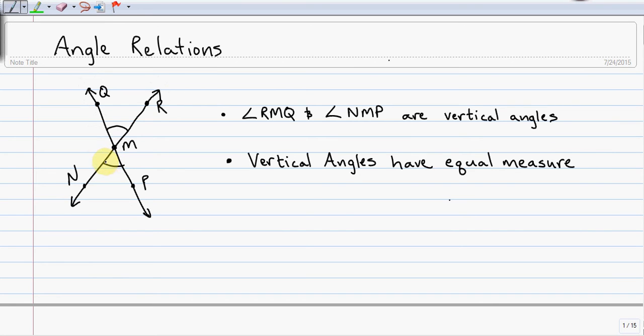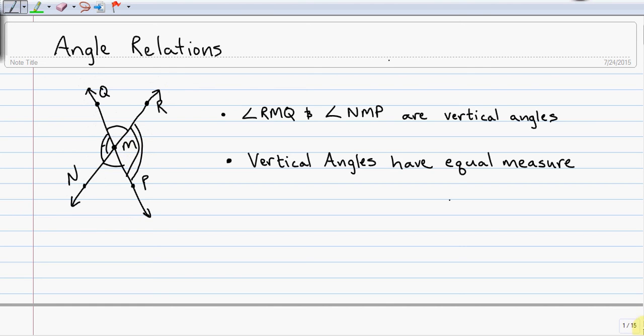Now, vertical angles by geometry have equal measure. So this angle right here and this angle right here are exactly the same, which is why I use the same line right here to denote that they are equal to each other. Now, this angle on this side is not the same necessarily, but it is vertical to this angle over here on this side. So I'm going to use two lines to denote that these two angles are the same, and one line, these two angles are the same. Again, these are called vertical angles, as well as these are vertical angles.